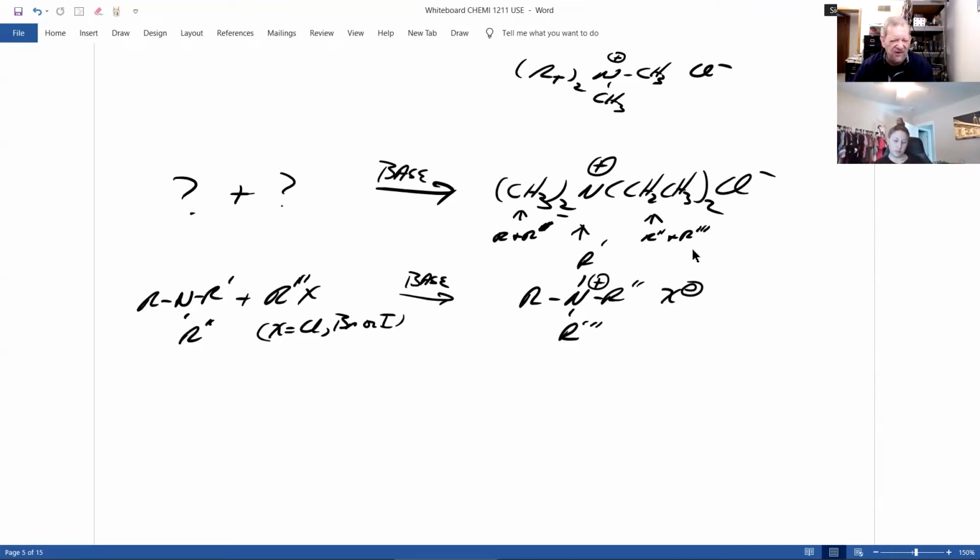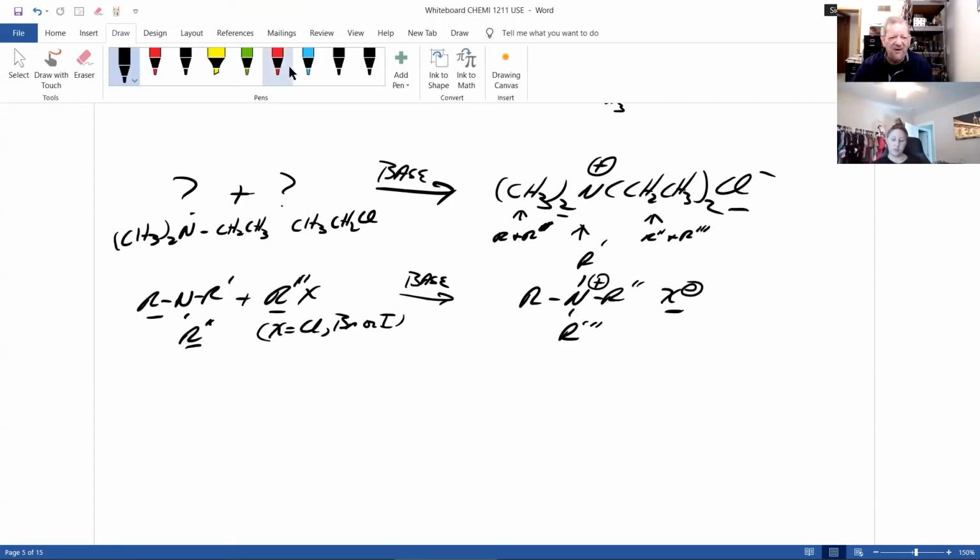In that case, two of the methyl groups are on nitrogen, which I can write like this. There are other ways I could write it. And then our R double prime is an ethyl, and our R triple prime is an ethyl. And what's the halogen? Chlorine.